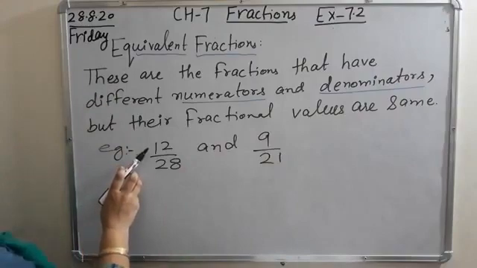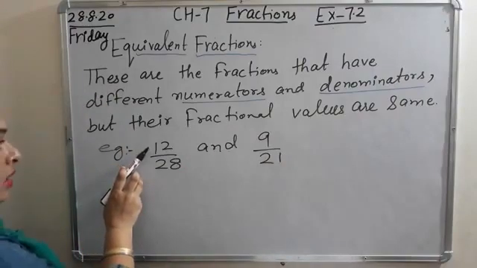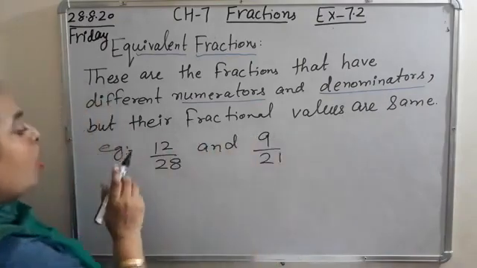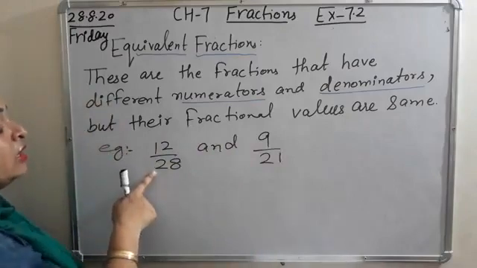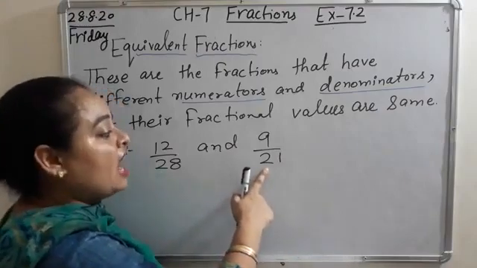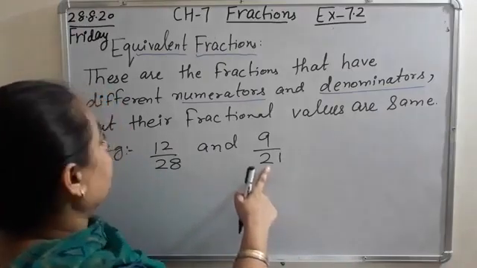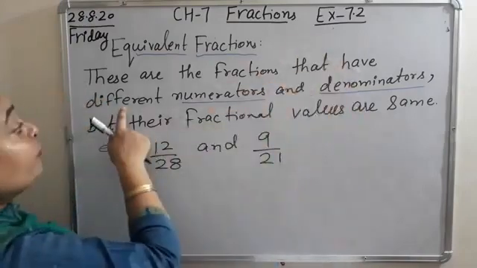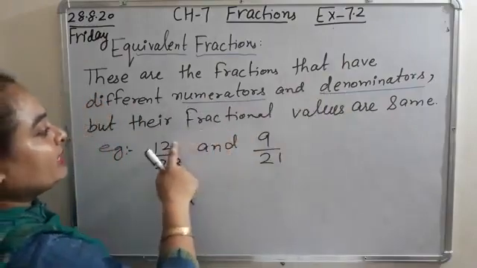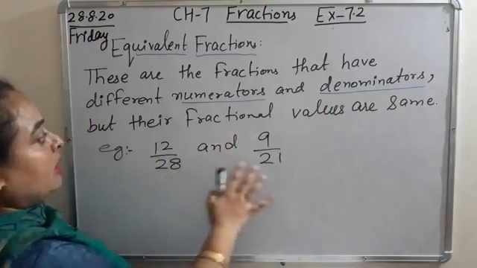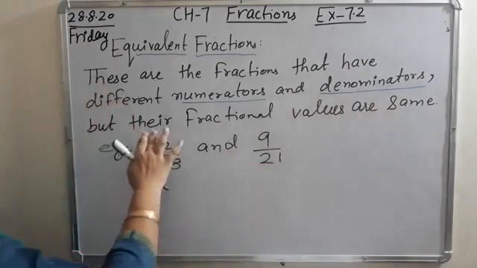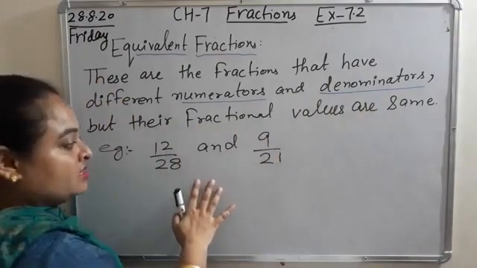On the left hand side we have numerator 12 and on the right hand side we have numerator 9. On the left hand side we have denominator 28 and on the right hand side we have denominator 21. They have different numerators and denominators, but their fractional values are the same, and we get the fractional value after the cancellation.